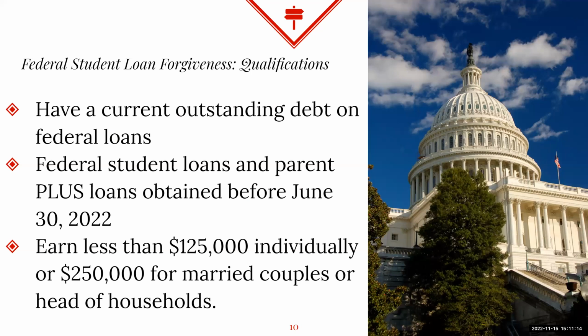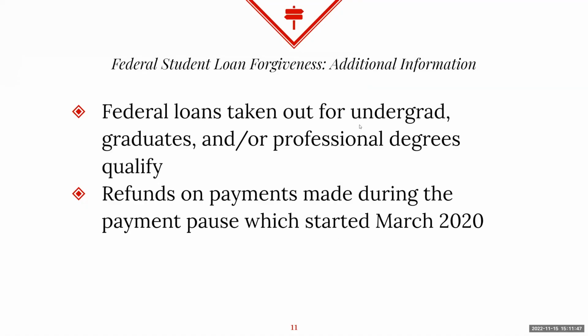Obviously, you have to have a current outstanding debt on federal loans. Federal loans and Parent Plus loans obtained before June 30th, 2022 are eligible. So if you obtained your loans after that date, you can't appeal for that. And you must earn less than $125,000 a year individually or $250,000 a year for married couples. But for the most part, most people will qualify for that.